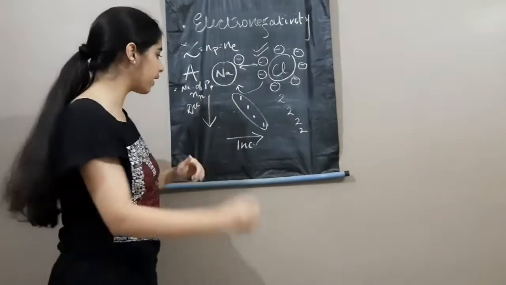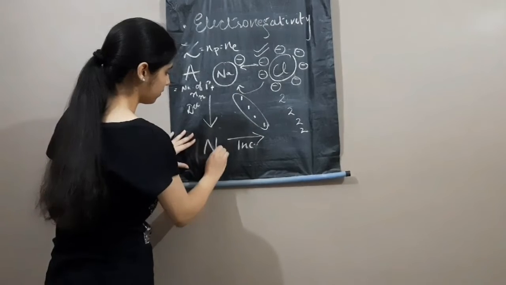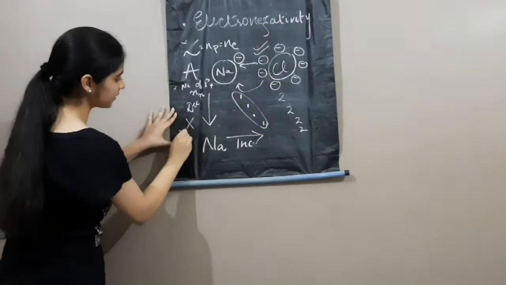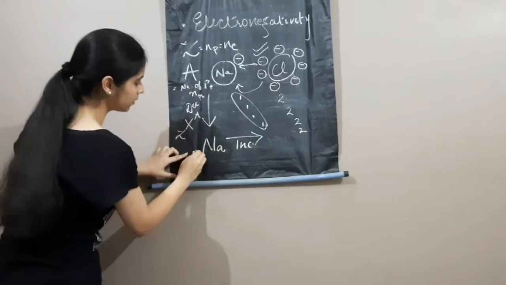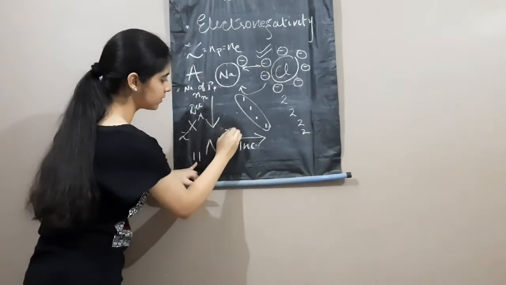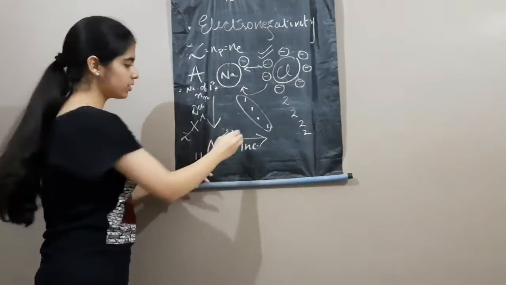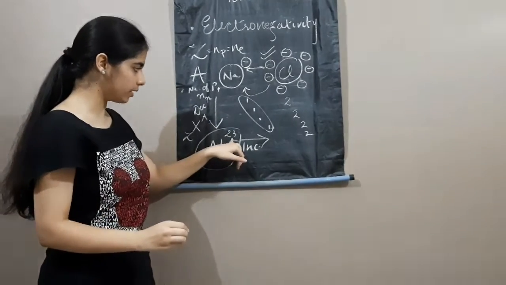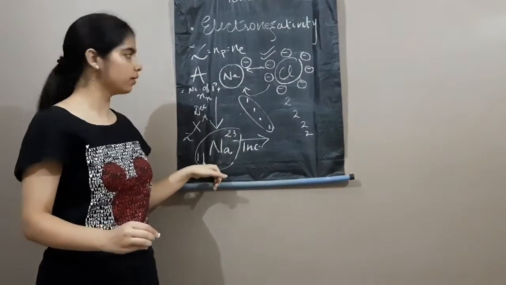So if I say Na, the symbol is X with Z and A. So Na will be denoted as 11 as its atomic number and 23 as its mass number. So this is the notation for any element denoting what? The atomic mass and atomic number. So that's it. These are some comparisons of alkali metals and halogens.